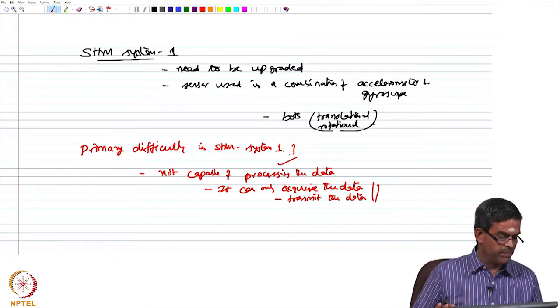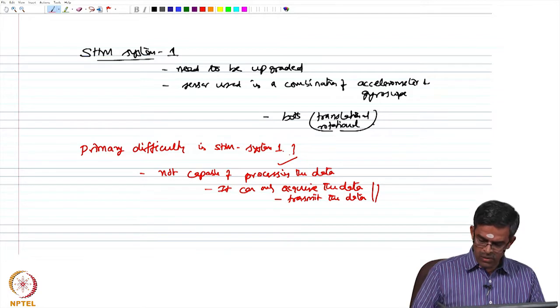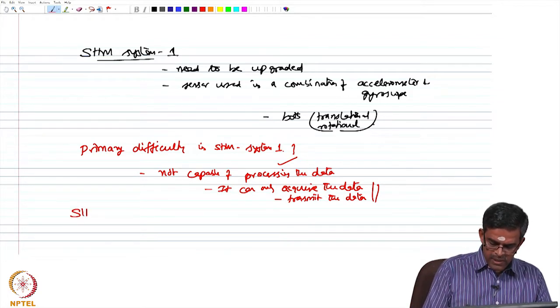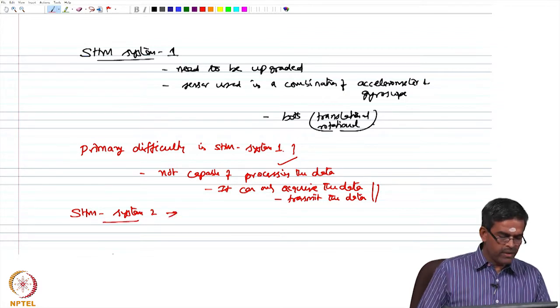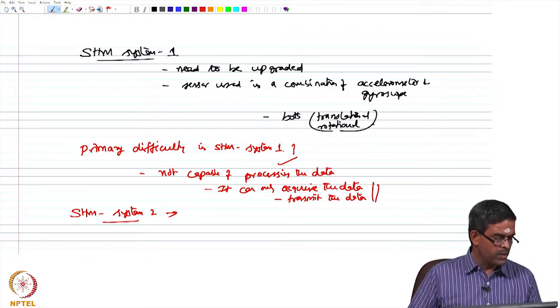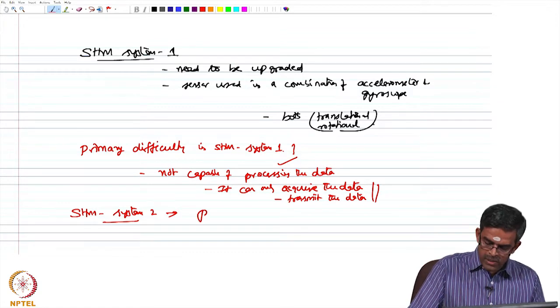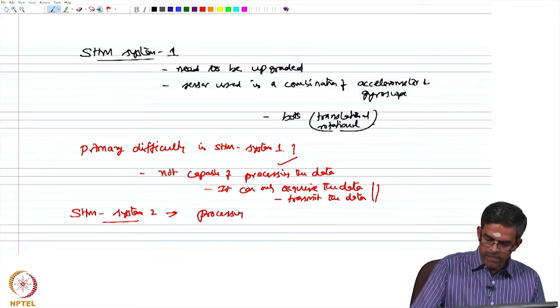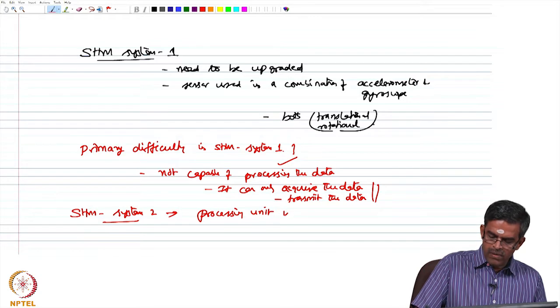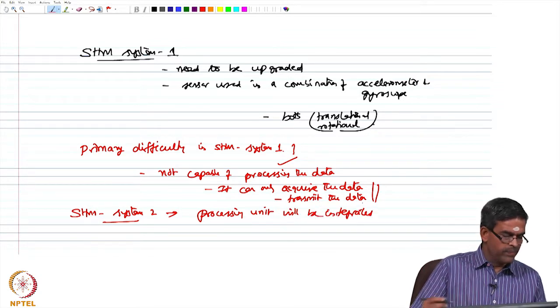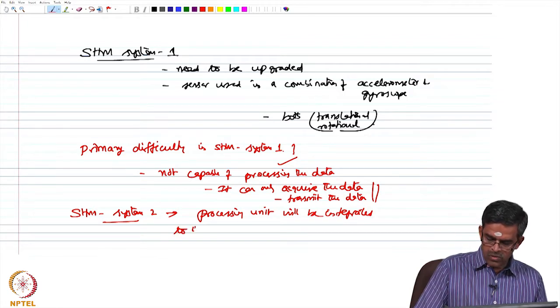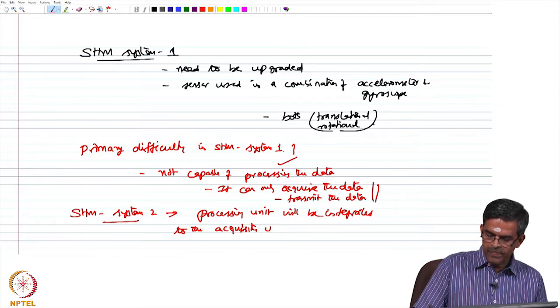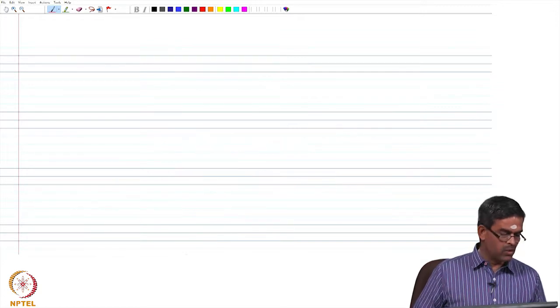but we now need to improve the system design, so that even the processing can also be done in the sensor itself. Okay. So, therefore, a new system, which is SHM system 2, is proposed now, in which a processing unit will be integrated to the acquisition unit of the sensor. Okay, that change is now desired.